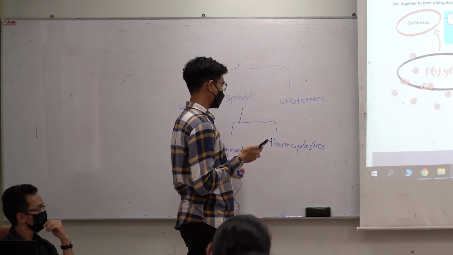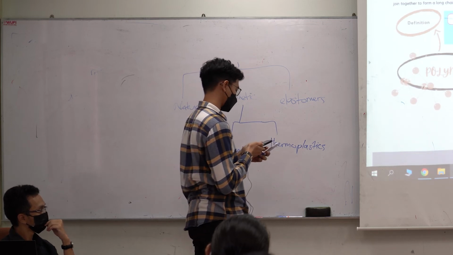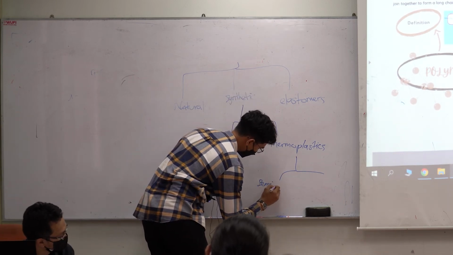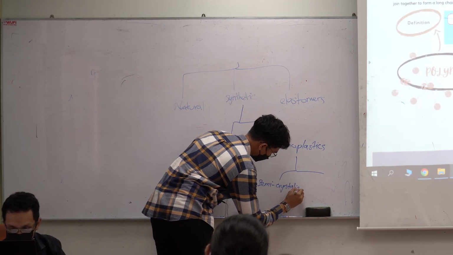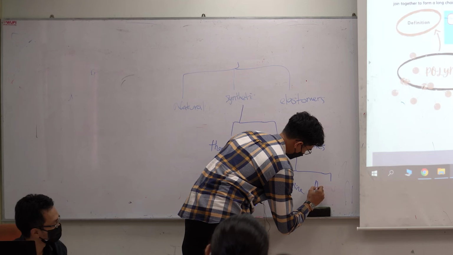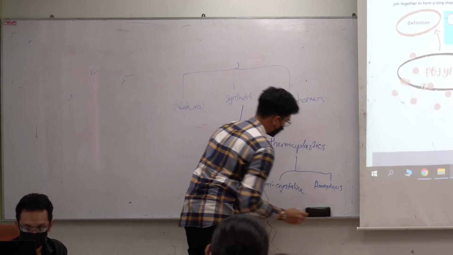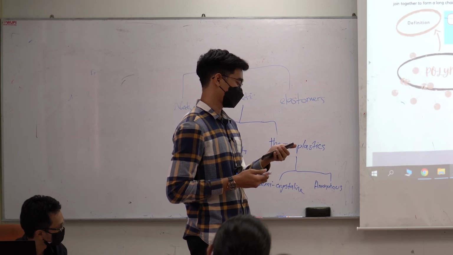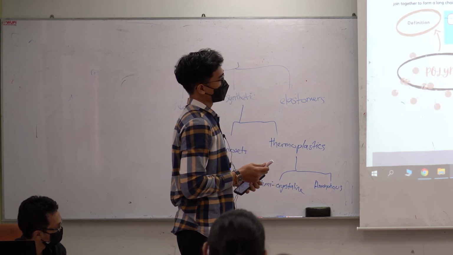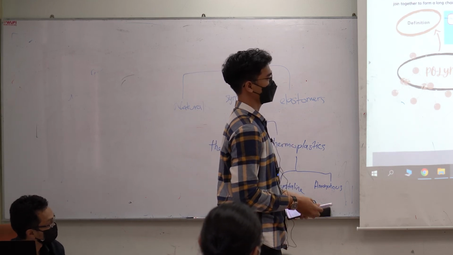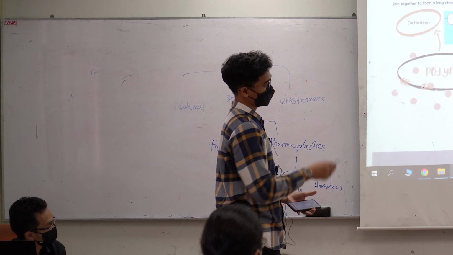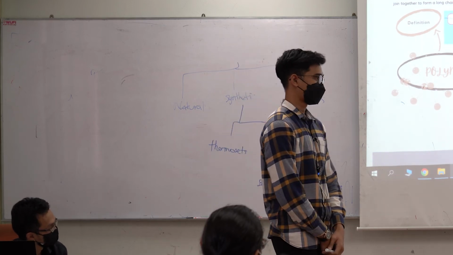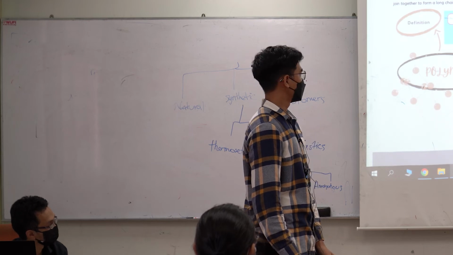The thermoset cannot be melted and the thermoplastic can be melted. Under the thermoplastic we have two more: semi-crystalline and amorphous. The semi-crystalline and amorphous is basically about the chemical bond. The amorphous has no structure, and the semi-crystalline has structure. As you can see there, examples of synthetic polymer: the shirt is polyester, the swimming cap is neoprene, and the other one we usually use in our daily life is polystyrene. So that's all for polymer.